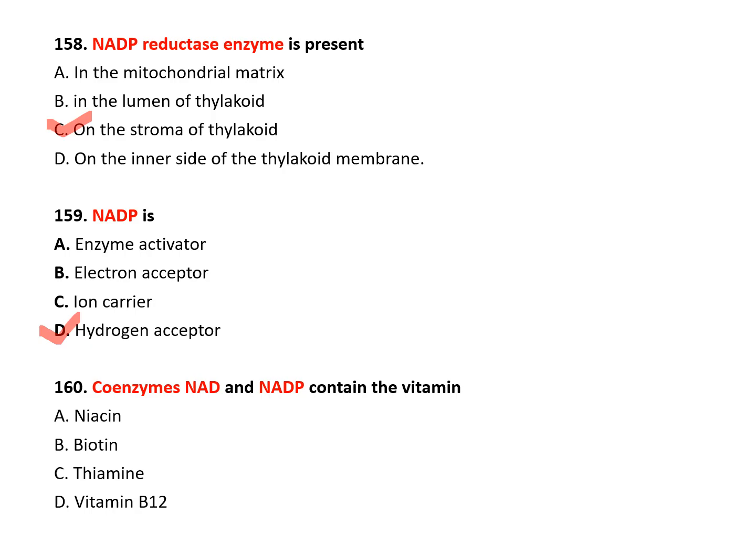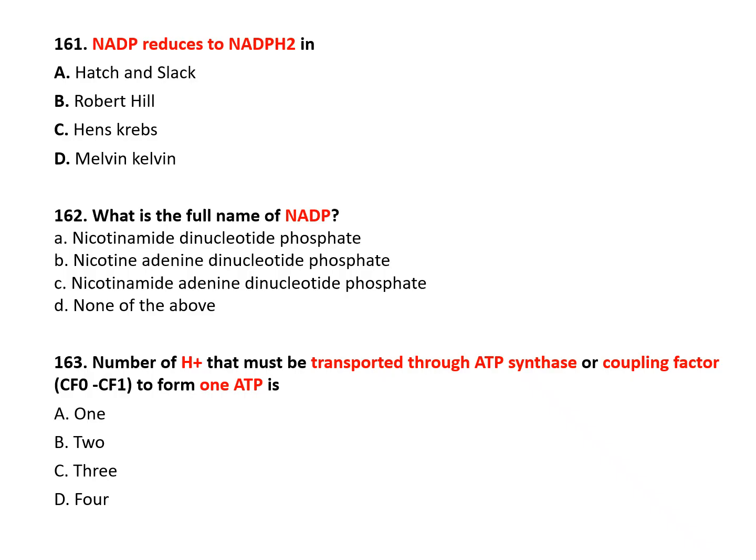Coenzyme NAD and NADP contain the vitamin. Option A, niacin. Option B, biotin. Option C, thiamine. Option D, vitamin B12. The correct answer is option A, niacin. The next question number 161.